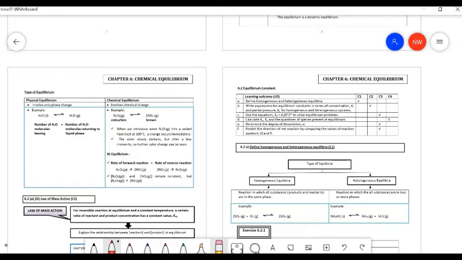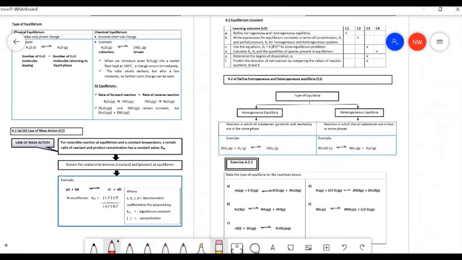Okay, so kita tengok pada kita punya law of mass action. Law of mass action state that for reversible reaction at equilibrium and a constant temperature, a certain ratio of reactant and product concentration has a constant value Keq ataupun constant equilibrium lah Keq tu. So dia minta pada kita explain relationship between reactant and product at equilibrium. So relationship ni adalah at equilibrium. Okay, so ini dia punya Keq ni, constant equilibrium ni. Okay, so at equilibrium, concentration of product akan over dengan concentration of the reactant.